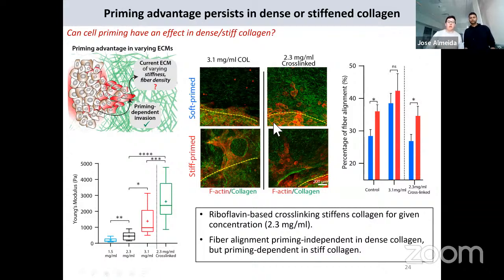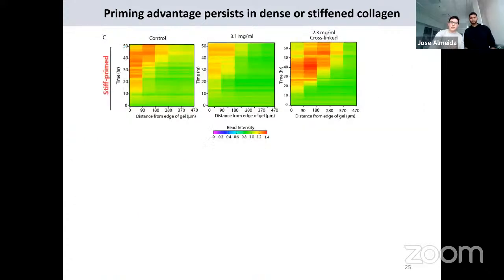In addition, when we look at their ability to deform the matrix, these are chimeographs, essentially representing the band that you saw before in the previous slide, just a different illustration of them. For the control, you have a high band formation. This is the collagen bundling based on the bead intensity. And then for 3.1, the band is a lot lower, but for the cross-linked concentration it is still high, as we've seen from the control.